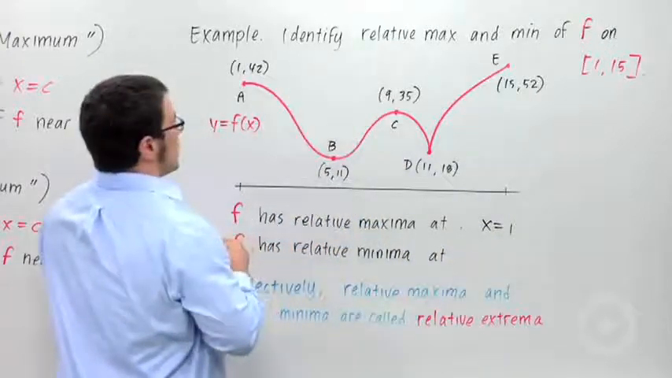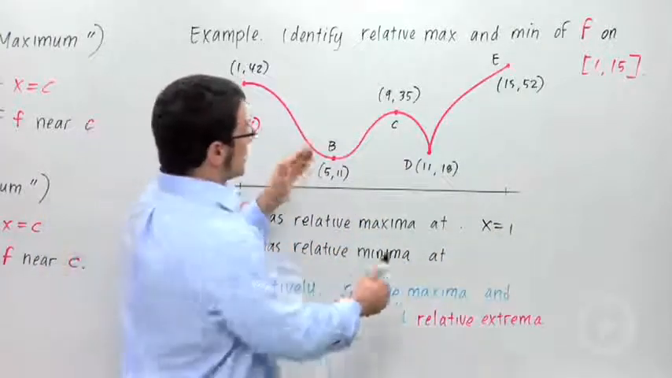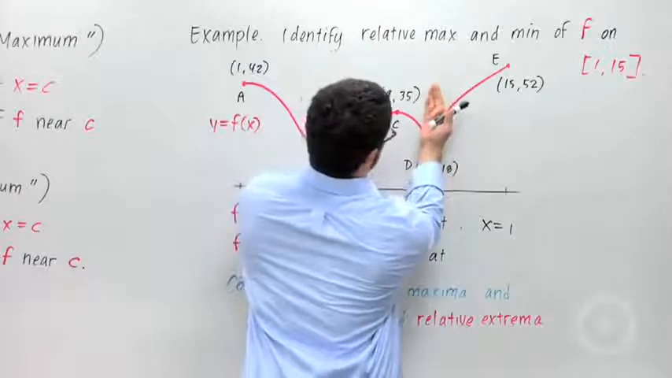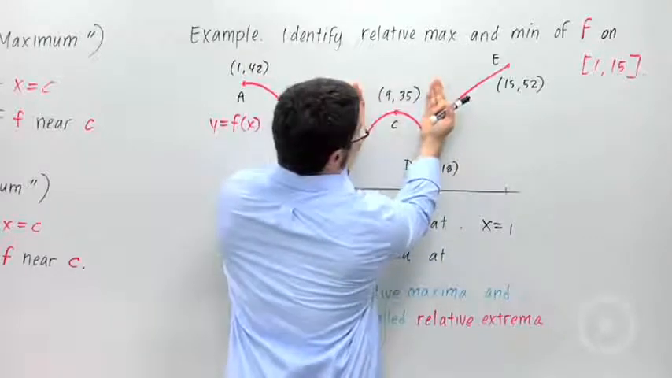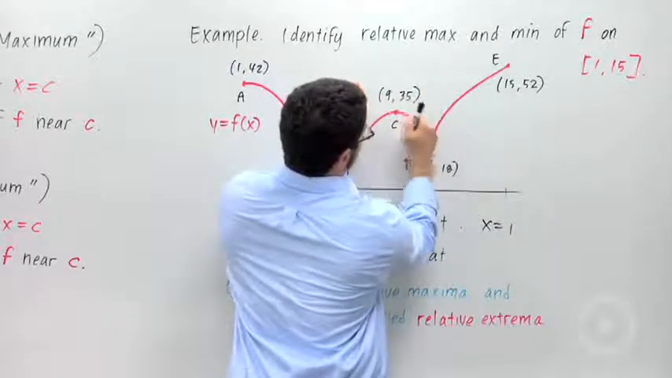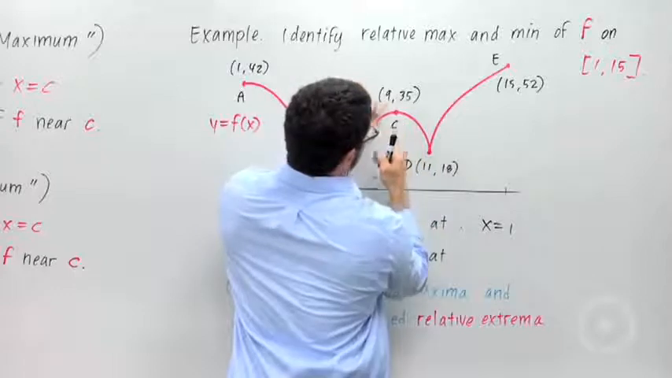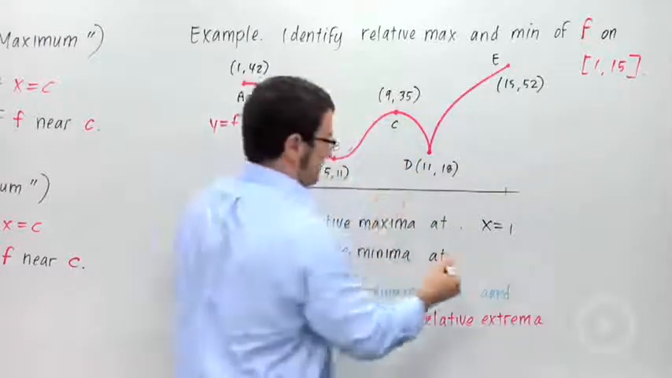And we can similarly go through and look for the other relative maxima. There's one right here. You just cover the rest of the graph with your hands and notice that in this little interval here, 35 is the highest point. 35 is the highest value that the function takes on. And so there's a relative maximum at x equals 9.